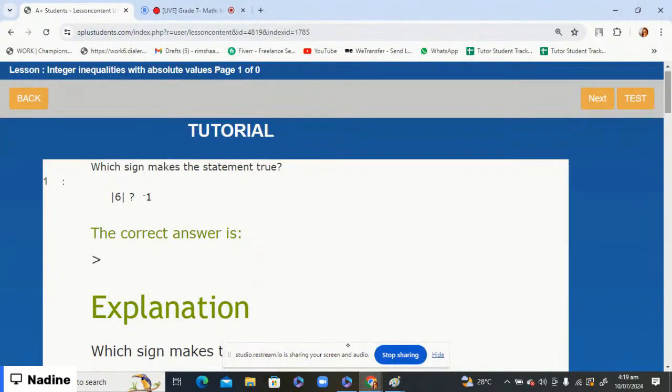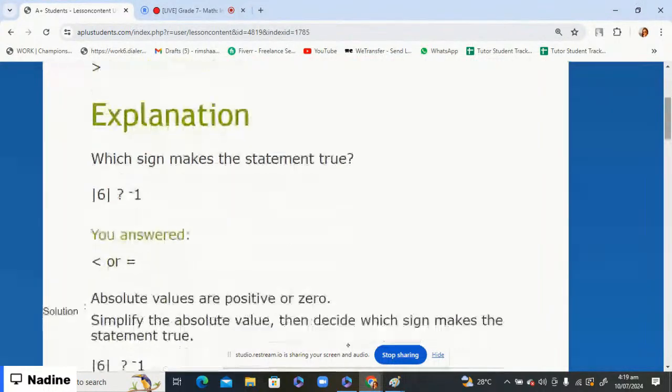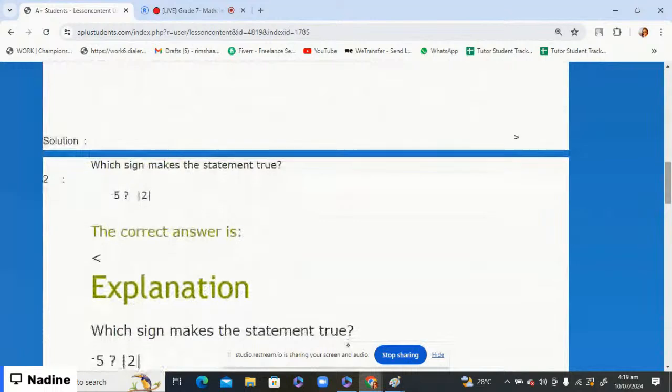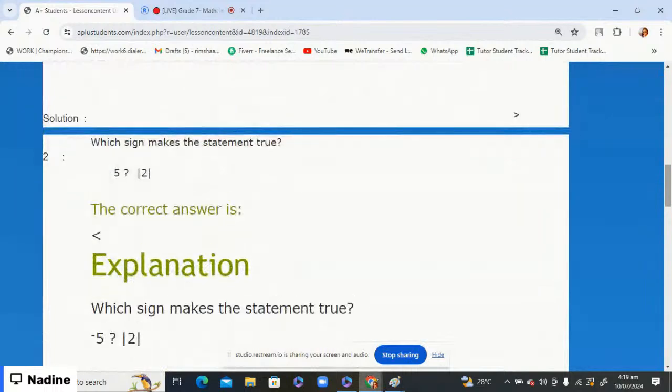For example, here we take some questions. Let me just take it out. Minus 5 and absolute value of 2.